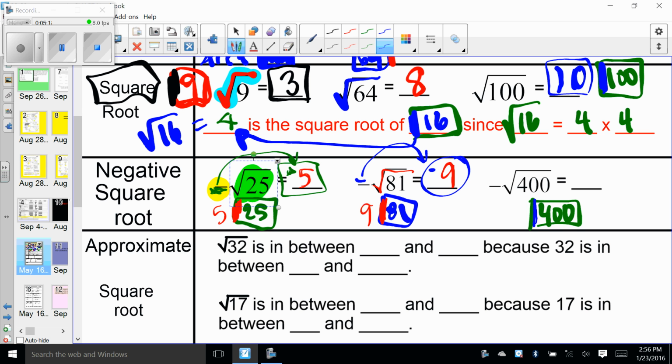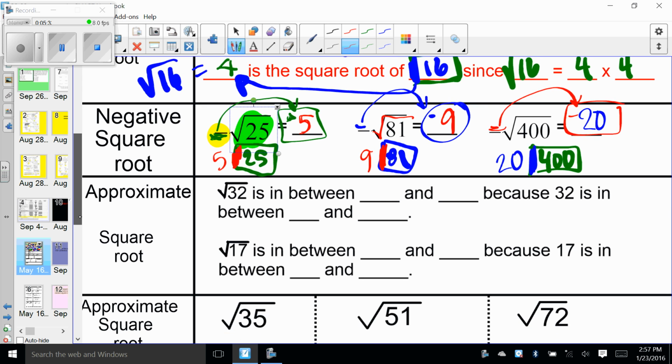What we're asking is, what's the side of this square that has an area of 400? This would have to be a 20, because 20 times 20 makes 400. So that's a 20. We're going to take that negative and just reattach it to the answer. The answer is negative 20. Those are called negative square roots.